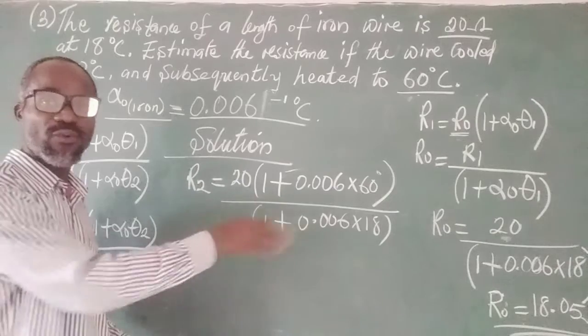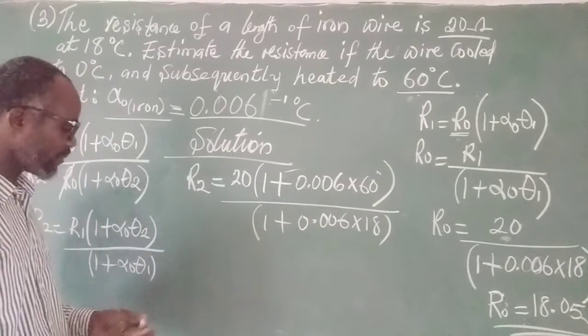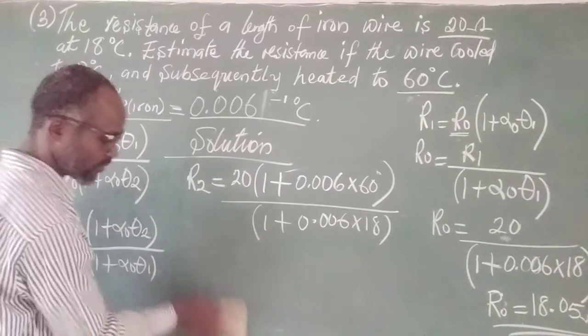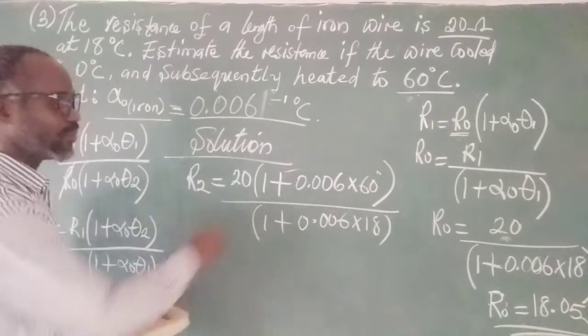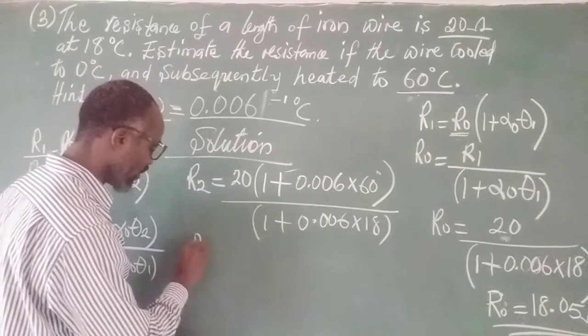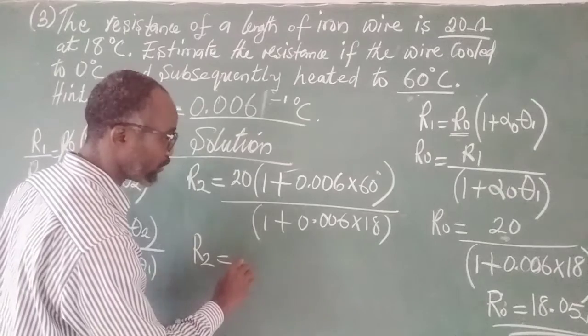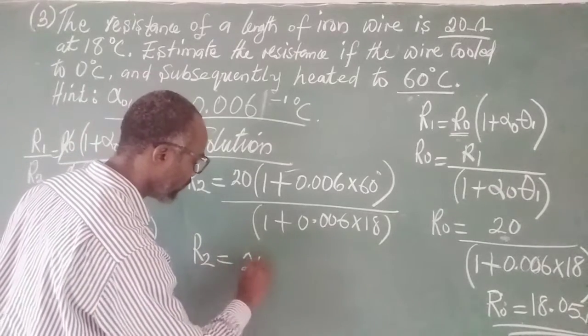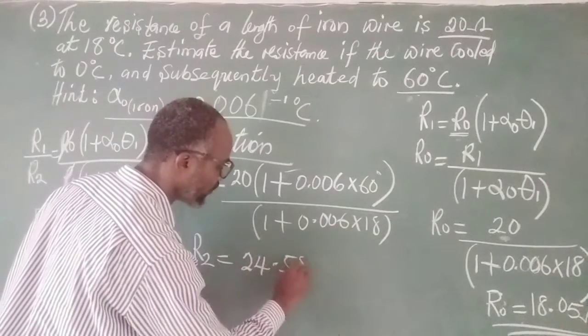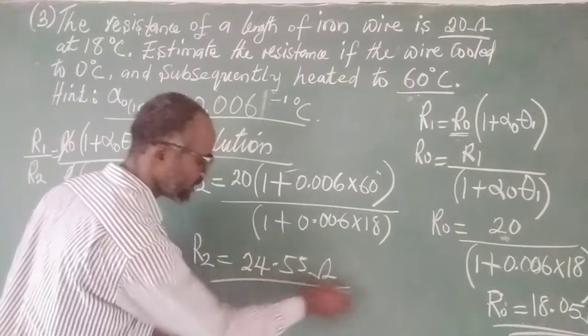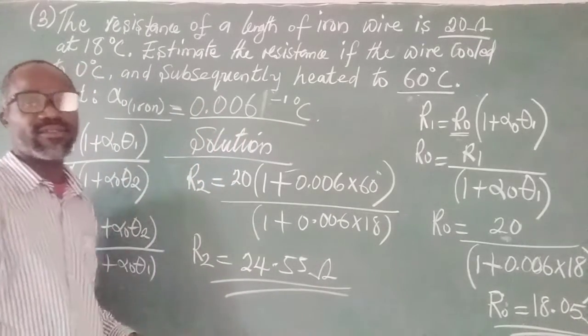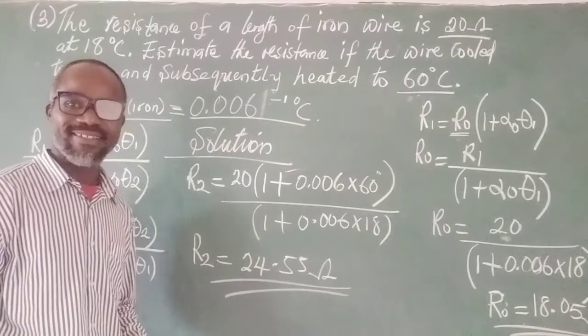By the time we finish all this, if we simplify further, we are going to have R2, the resistance, equal to 24.55 ohms. So this should be the answer. That is it.